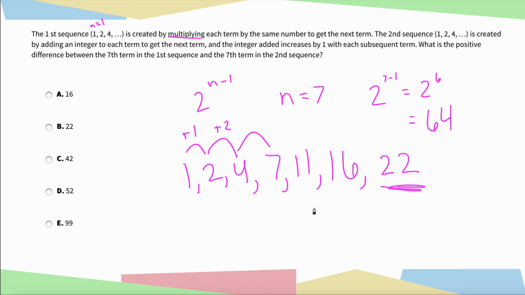So now the question says, what is the positive difference between those numbers? I'm going to simply just subtract those. 64 minus 22 is 42. And the correct answer would be answer choice C.